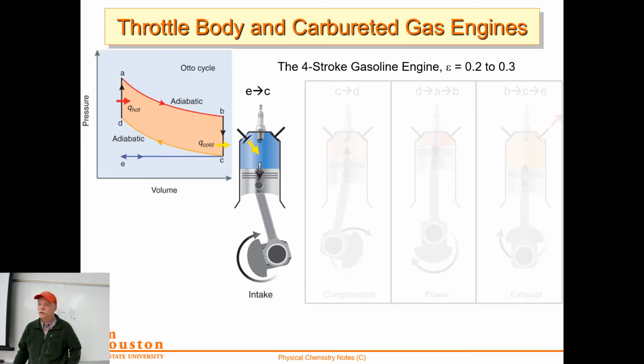So let's look at these specific uses of cycle problems, or the specific application of them. And here we have the 4-stroke gasoline engine. So that efficiency is between 0.2 and 0.3. And so let's go through, when we talk about a 4-stroke engine, what do we mean?